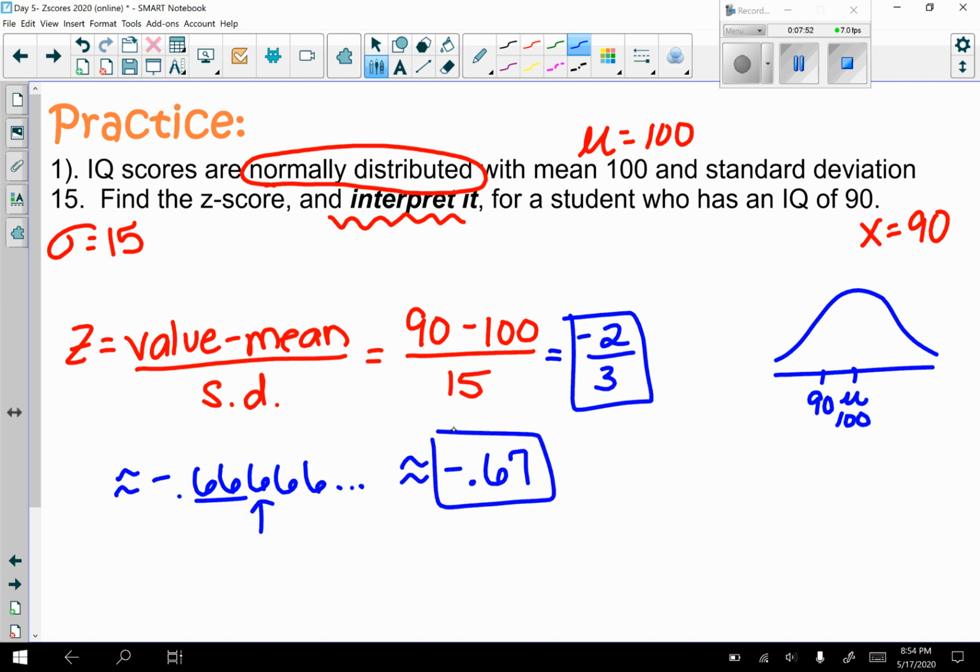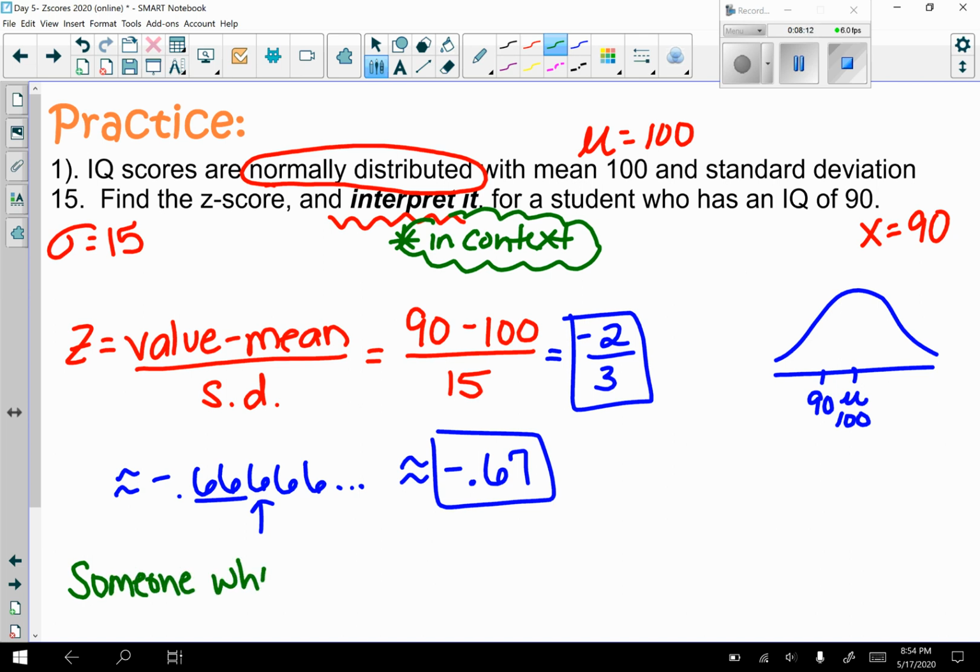And now remember, they wanted me to interpret it. So whenever you interpret it, you must do it in context, which means I have to refer back to what the question was talking about. And it was talking about IQ scores. So someone who has an IQ score of 90 is 0.67 standard deviations below the mean.